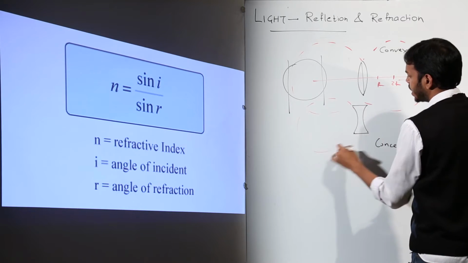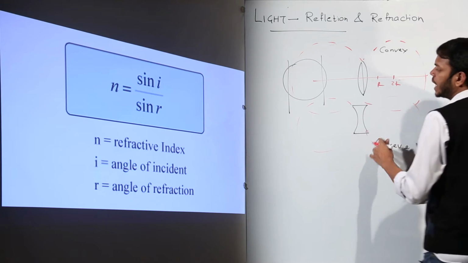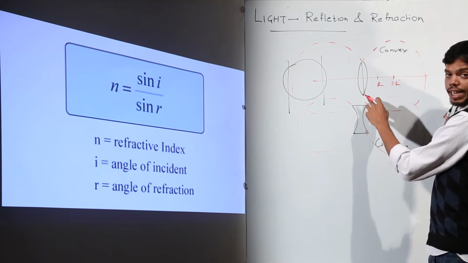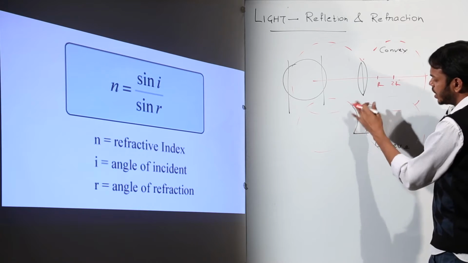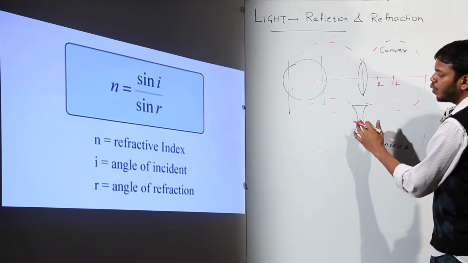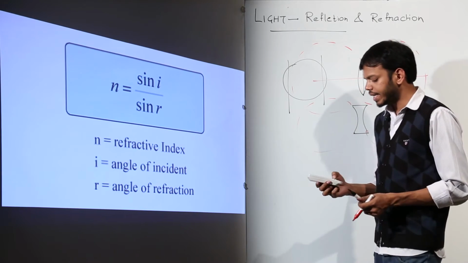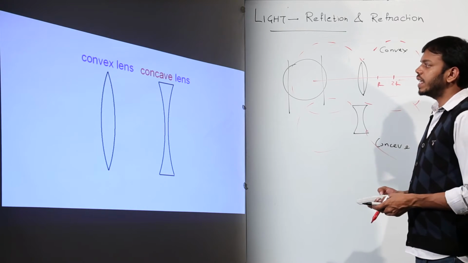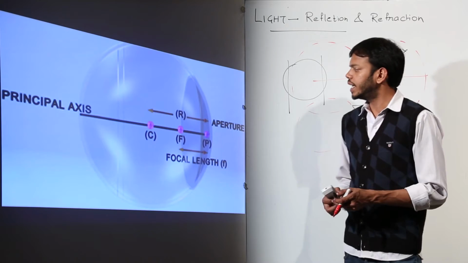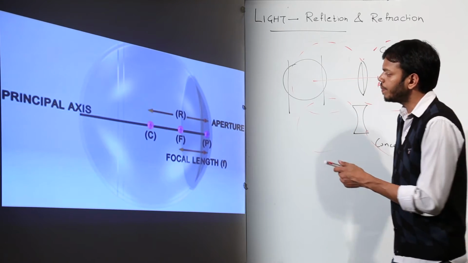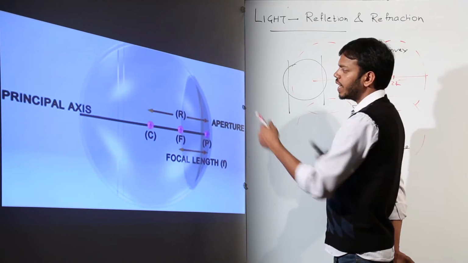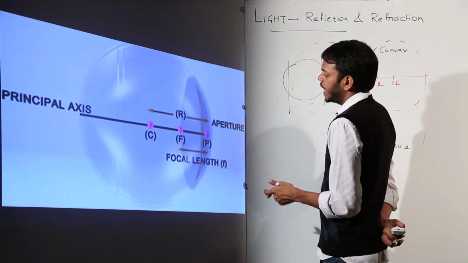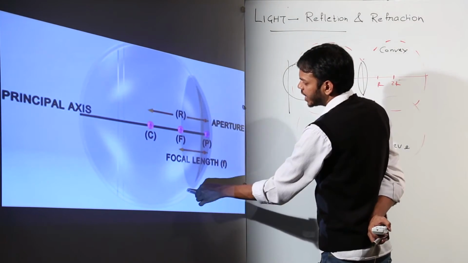Similarly, the difference will be that in the case of a convex lens, the first side focus is on this side, whereas in the case of a concave lens, the first side focus is on the left side. Let's see. These are our two lenses, convex and concave, and this is a diagram which clearly shows how lenses are formed. We have taken a spherical glass medium, out of which we are going to take this much.